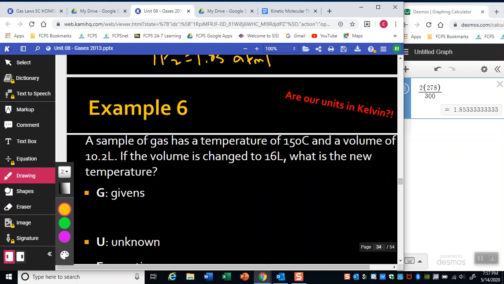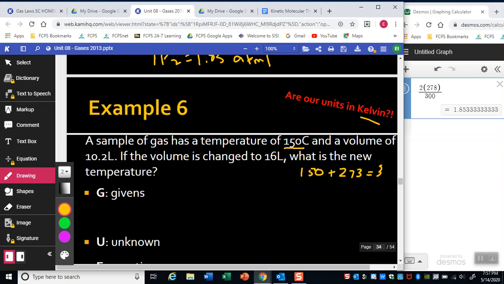All right, so here we go. We have a sample of gas. It has a temperature of 150 Celsius. Remember, it has to be in Kelvin. So first thing I'm going to do, I'm going to take that 150 degrees Celsius. And what's the magic number for Kelvin? 273. So I'm going to add that up.